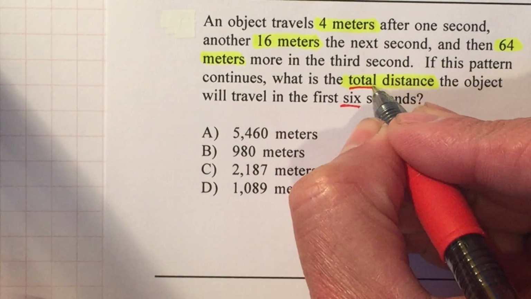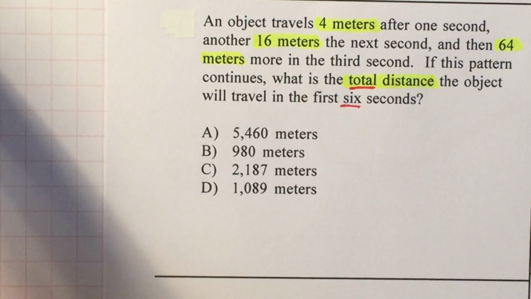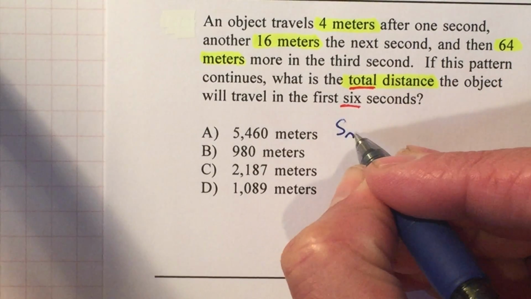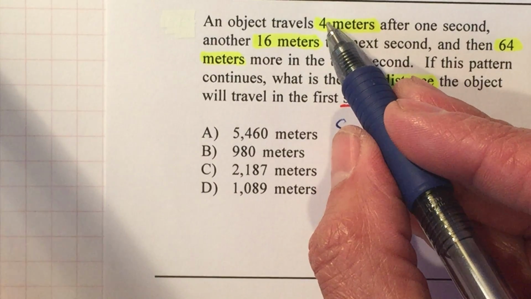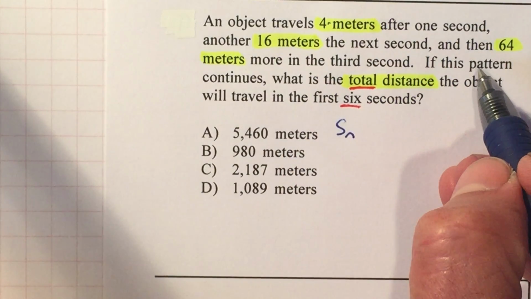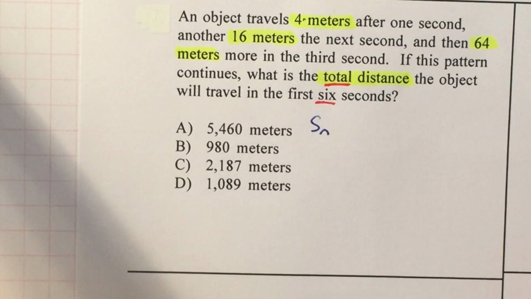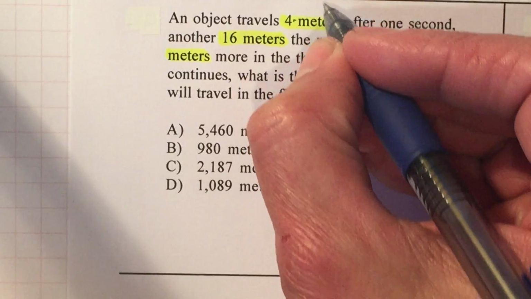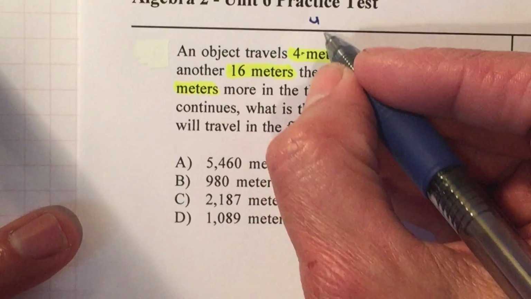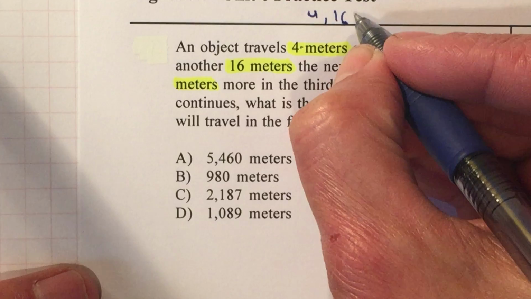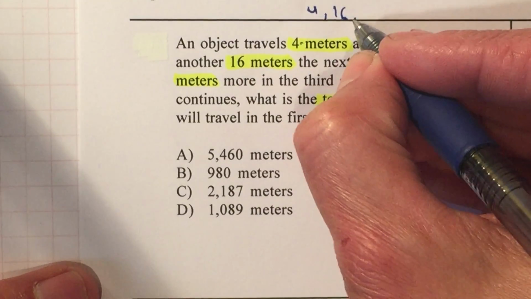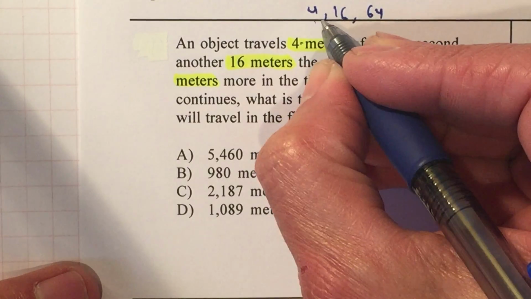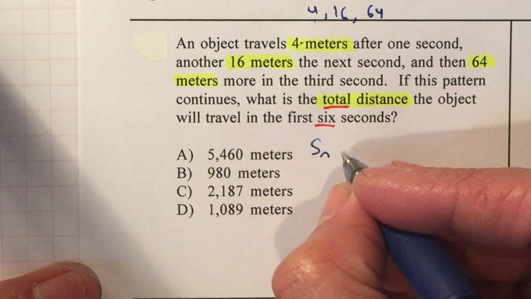And in this case, they're asking for the total. So therefore, they're asking for the sum of all the first 6 numbers. Since it goes from 4 to 16 to 64, this is a geometric sequence. Because for it to go from 4, then 16, then 64, you are multiplying by one number. You multiply by 4. So this is a geometric sequence.